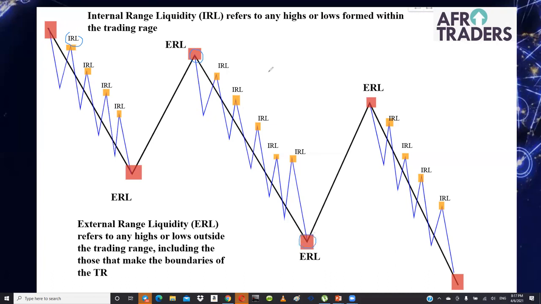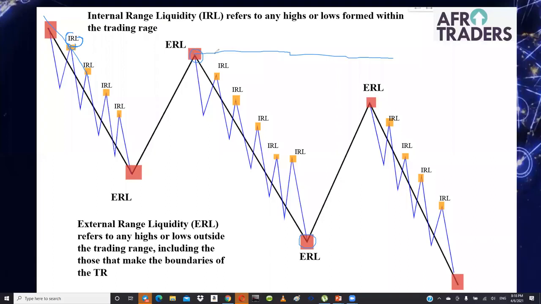So if price trades above this, we see that price has taken external range liquidity. So then any internal range liquidity in the previous move, that is here, that has not been taken, instantly this one becomes external range liquidity, because to grab this, price needs to trade above this point. So external range liquidity are highs or lows outside the trading range, right? This is outside the trading range, if you are considering this to be the current trading range, including the highs or lows that form the trading range.